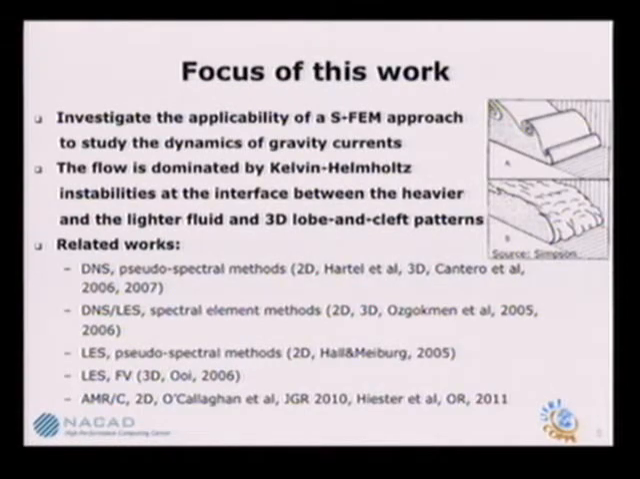So the focus of my talk is to investigate the applicability of stabilized finite element methods to study the dynamics of gravity currents. The flow is dominated by Kelvin-Helmholtz instabilities at the interface between the heavier and the lighter fluids, and 3D lobe and cleft patterns. There has been a lot of recent work: direct numerical simulation using pseudo-spectral methods in 2D, 3D, etc.